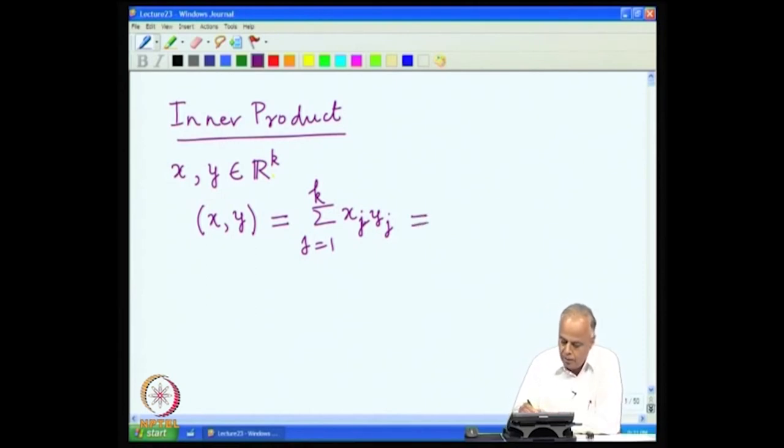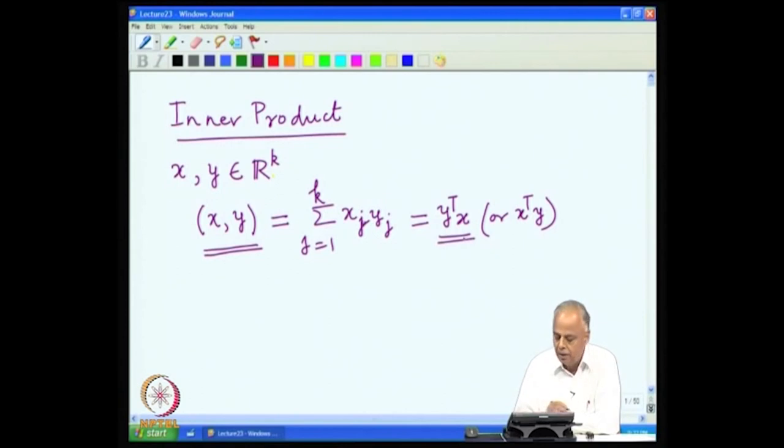This can also be written as y transpose x or x transpose y, all of them mean the same thing. So, from now on, when we say inner product, we will be either denoting it by x comma y, or we will be denoting it by y transpose x, or we shall denote it by x transpose y, and all of them mean the same thing, the sum of the products of the components.